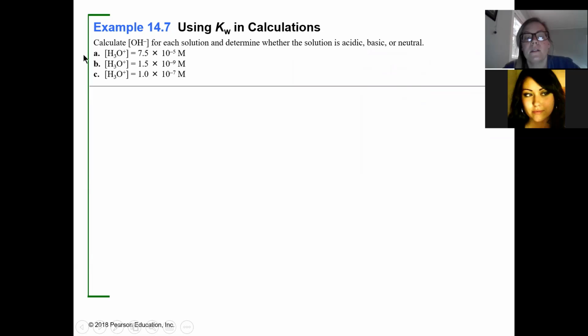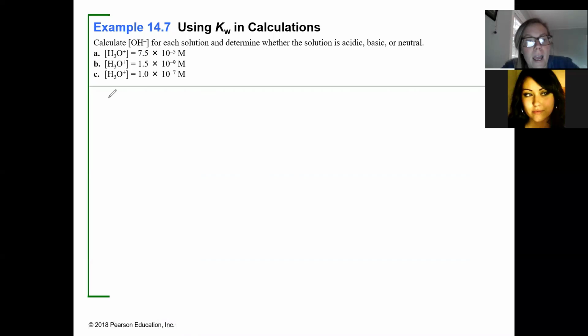So I've got these 3 values. We'll do the first one together. It says calculate the OH concentration for each solution and determine whether the solution is acidic, basic, or neutral. So let's do A together and then I'll have you do the other 2 on your own.